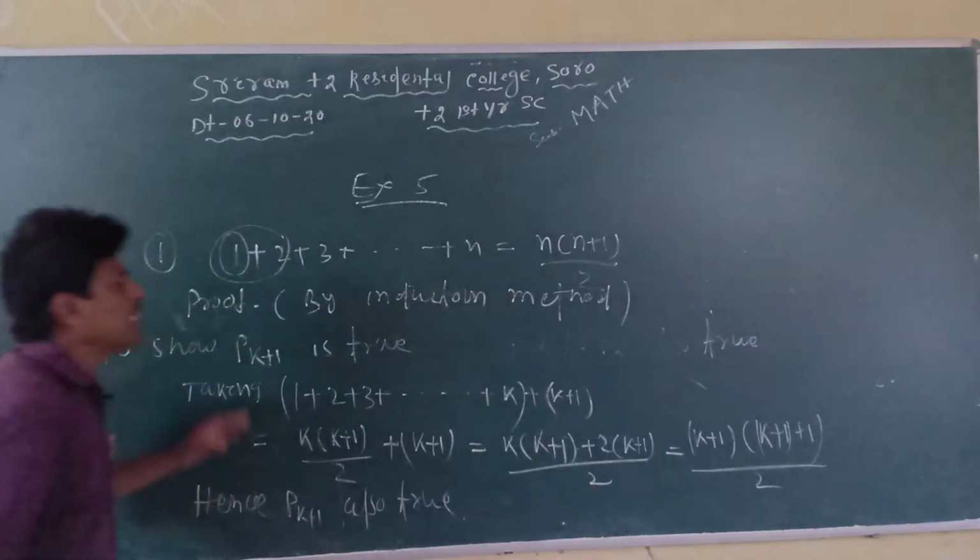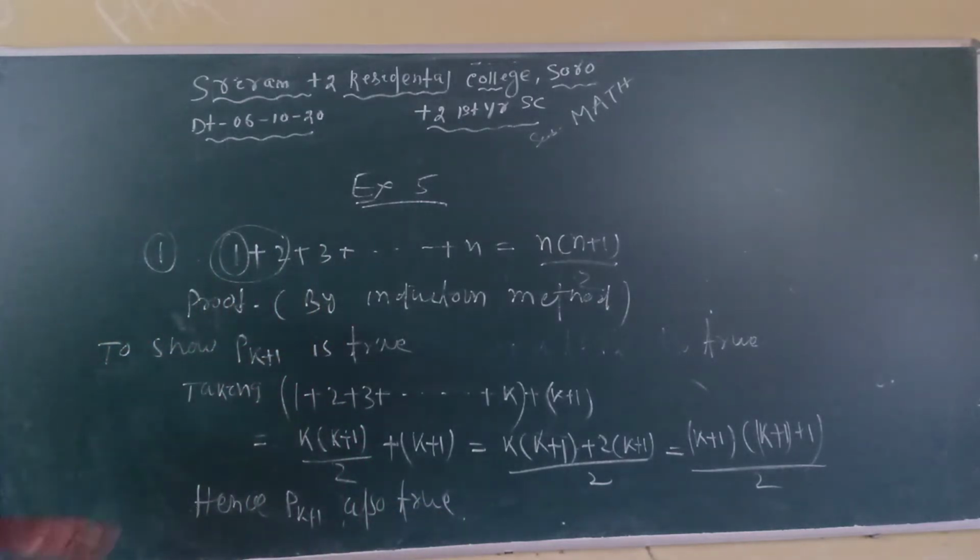That is proved by the induction method. That is the process proved by induction method. What are you doing in this problem? Step 1, taking n equal to 1, P1 is true. Step 2, it is not necessary, it is sufficient. Put n equal to 2, P2 is also true.